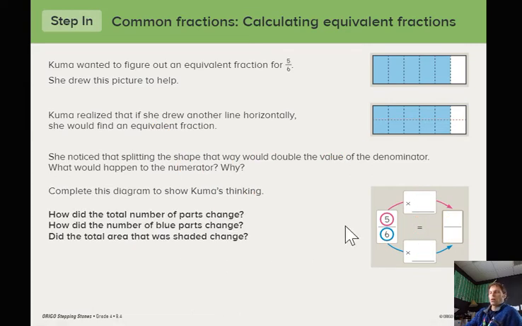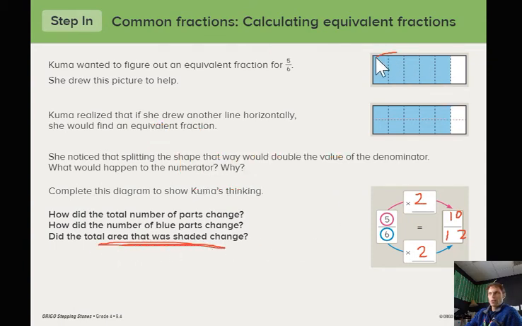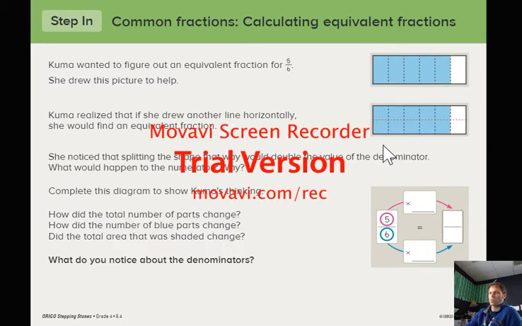How did the total number of parts change when we did that? Well, we figured that out, right? The total number of parts changed. They doubled. Right? We have 6, and we also had 12. And did the total area that was shaded, did it change? Did this blue area change when she did cut it in half? Hopefully you're saying no, it's exactly the same, right? And that's why those two fractions are equivalent.